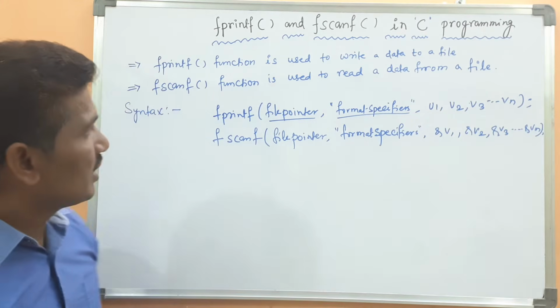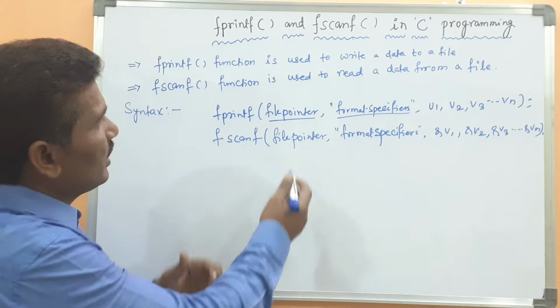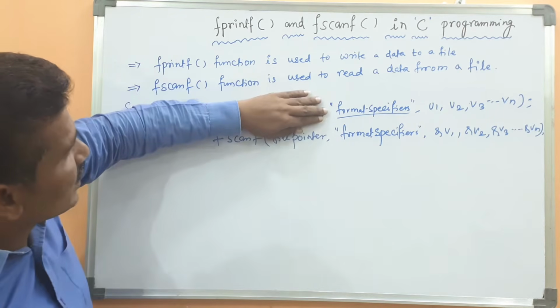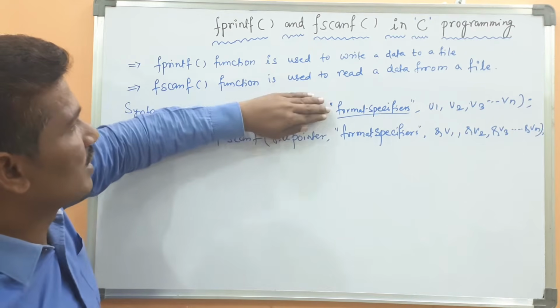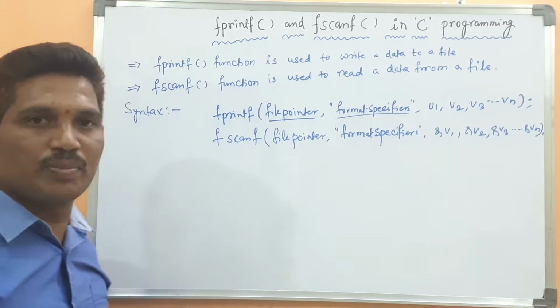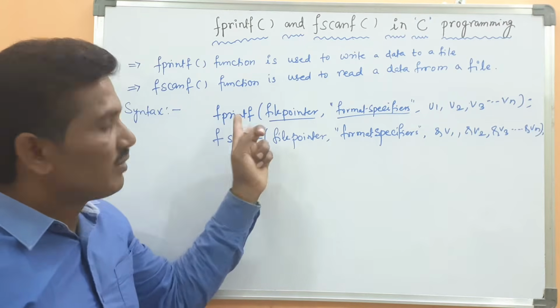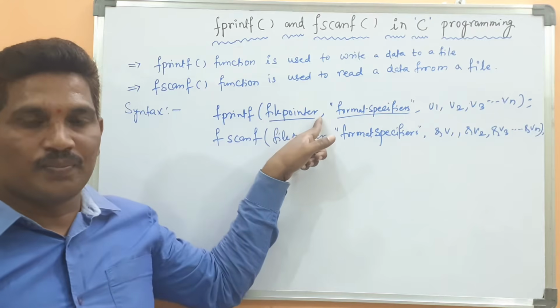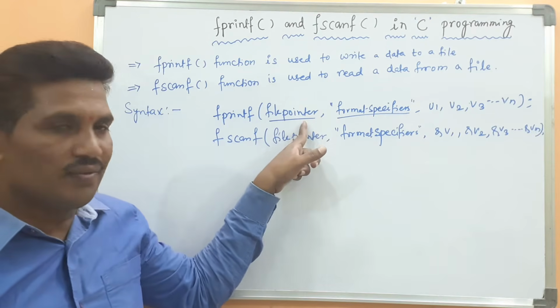Here we are working with the file pointer. If you remove this one, it is a printf: the format specifier followed by variable 1, variable 2. That is the syntax for printf. Additionally, when we are working with files, we should use the file pointer. The first argument is the file pointer.